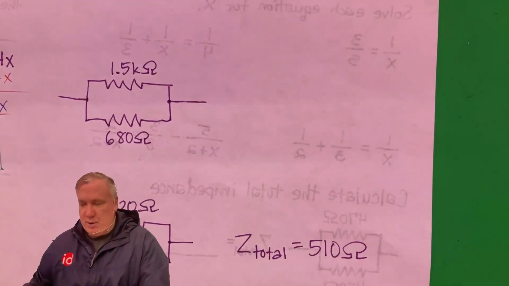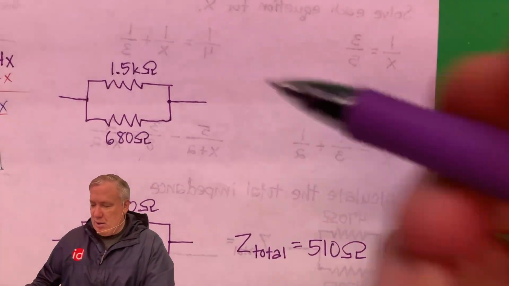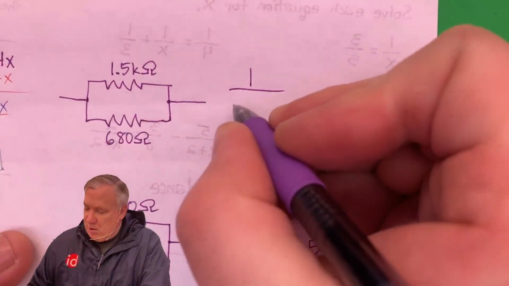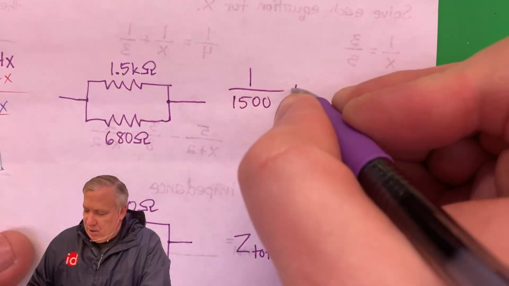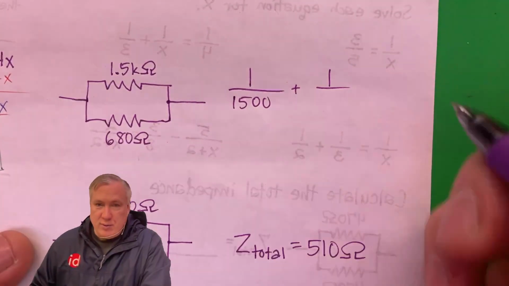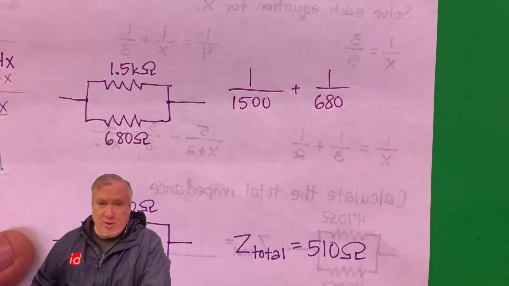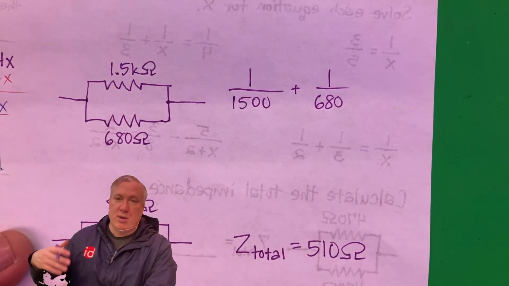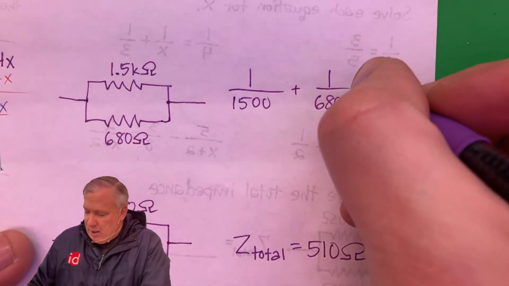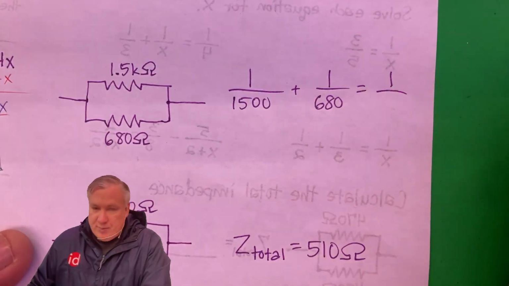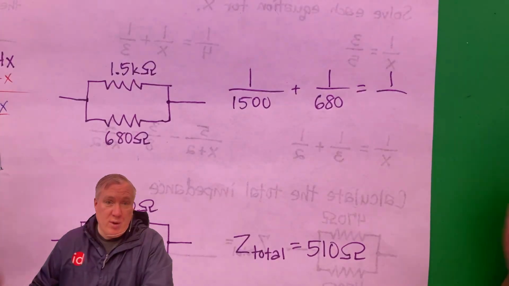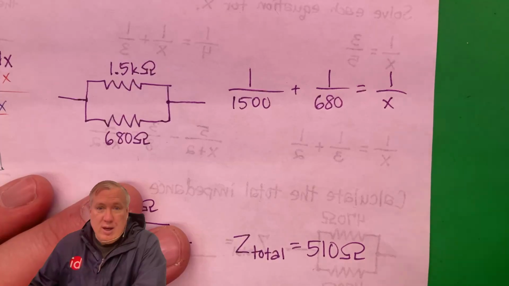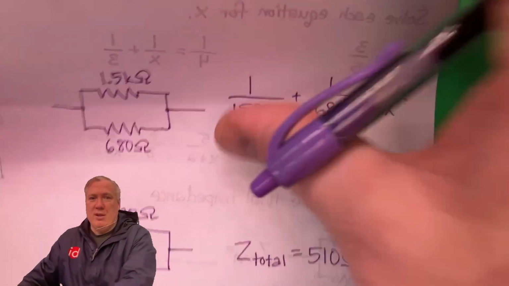Let's do this first one. So what it says is basically you go 1 over the first resistor. So in this case, the first resistor is 1.5K, or 1,500. And then you go plus 1 over the next resistor, which is 680. And if there's a third or fourth resistor, or whatever it is, capacitor or anything like that, you just continue to go, equals 1 over the total. And since the total is what we don't know in this problem, I'm just going to put x for unknown. Okay? And now I just have this equation over here.